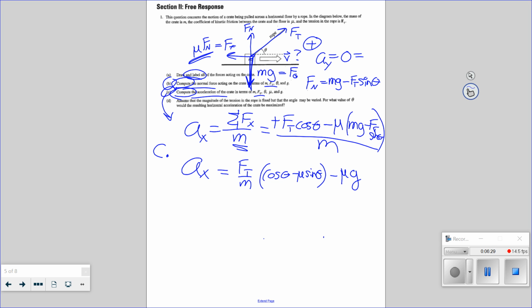Yes. In order to maximize the crate's acceleration, we want to maximize the net horizontal force. Well, yeah. They are all fixed. Maximize the force. Oh, I missed a negative sign. It's negative, negative, so it's plus mu cosine. Right? Negative mu, negative. Yep.